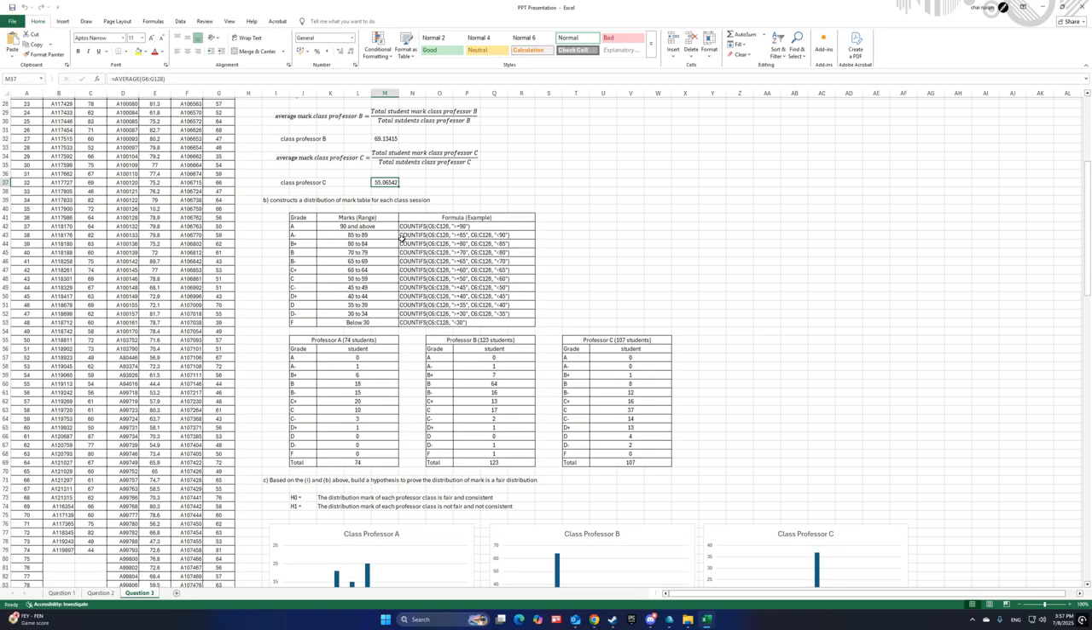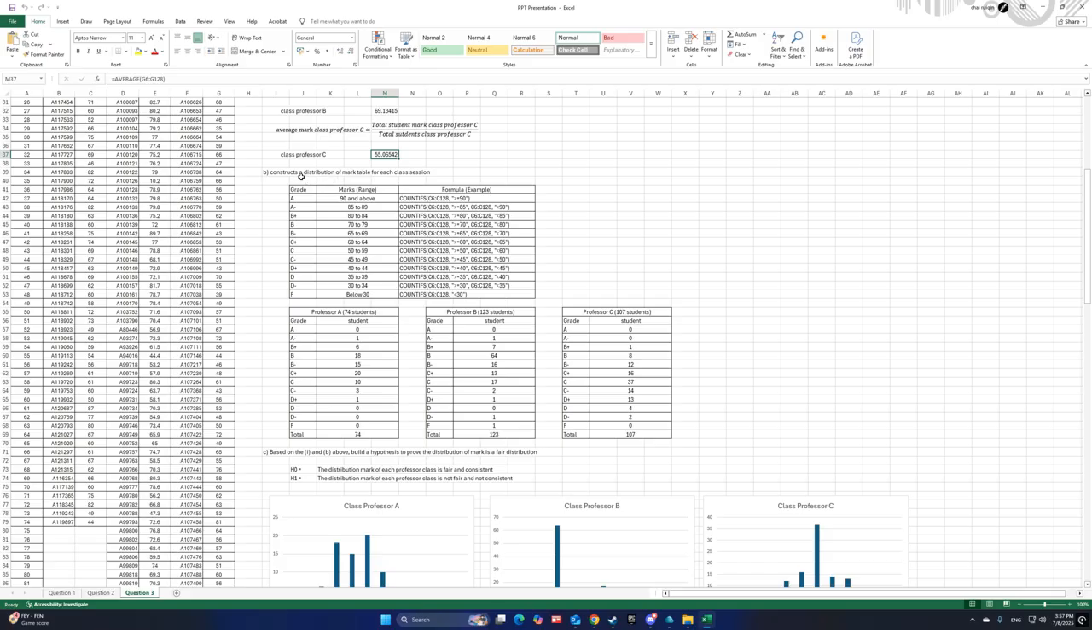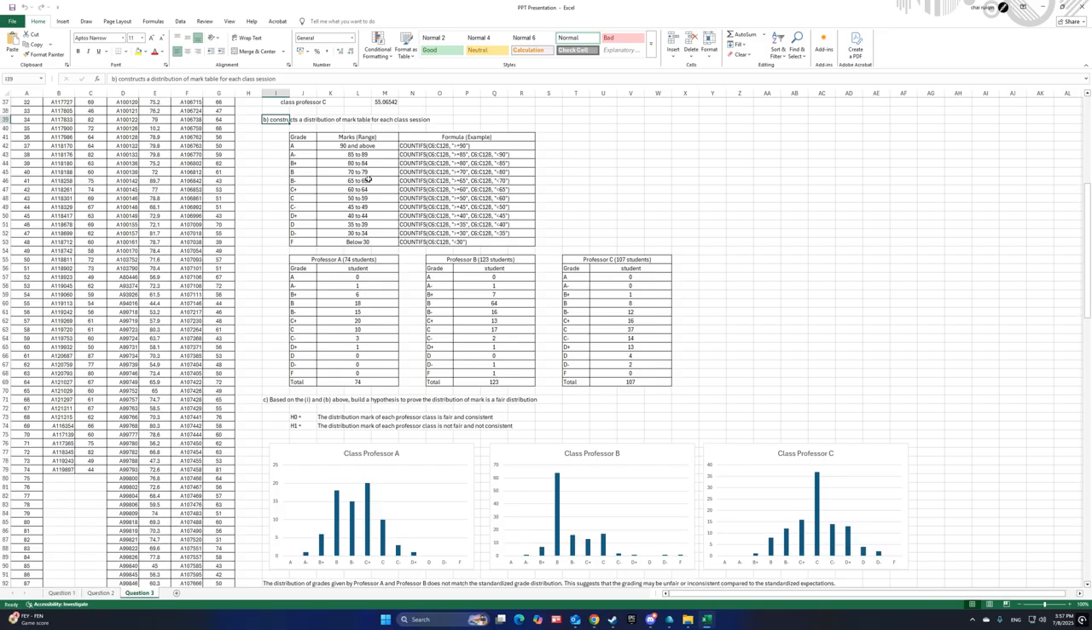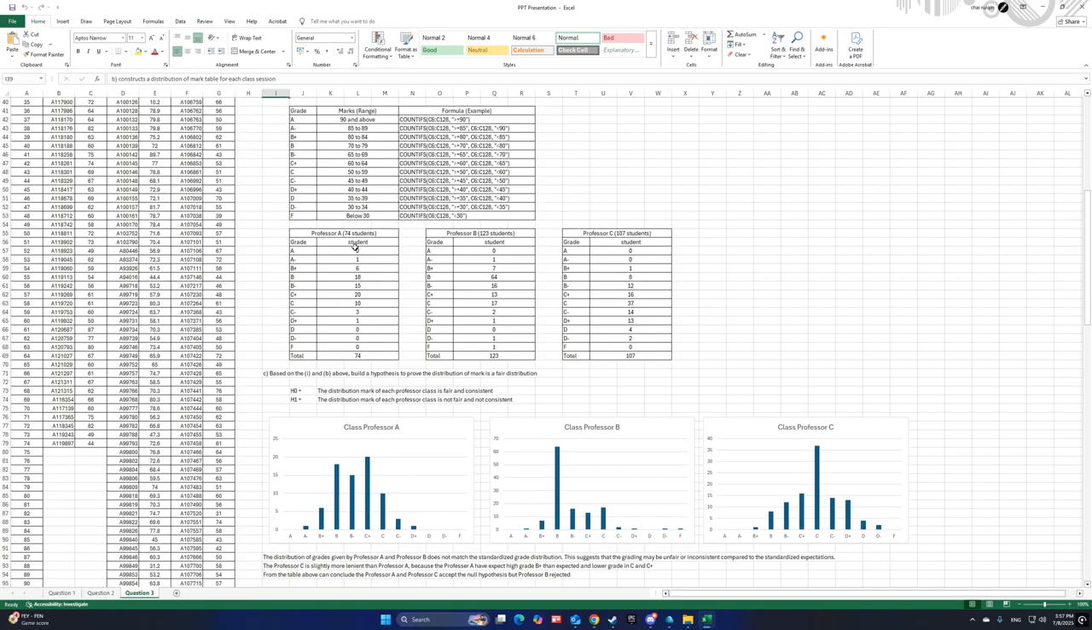55.06442. For question B, we need to construct a distribution mark table for each session. I will take the grades and calculate how many students get grade A, A minus, B minus and so on, until F. We have three classes, and this table shows the grades students got in each.